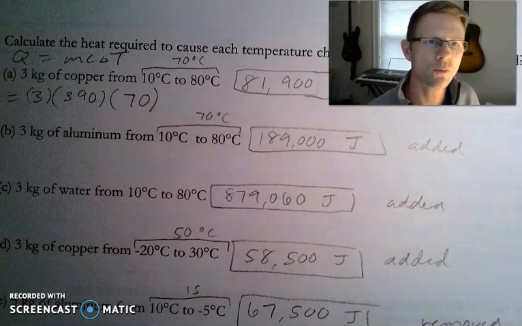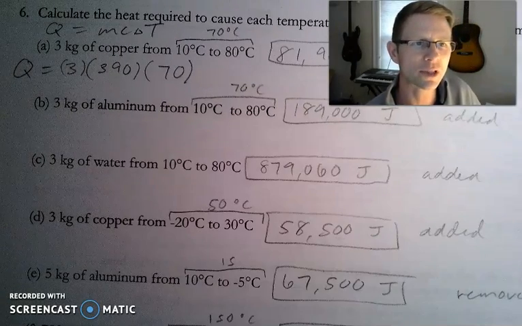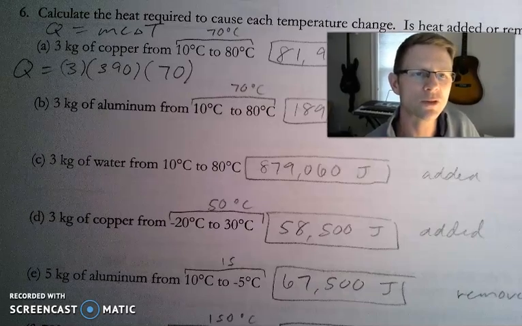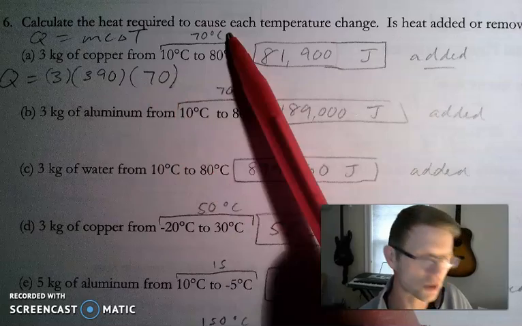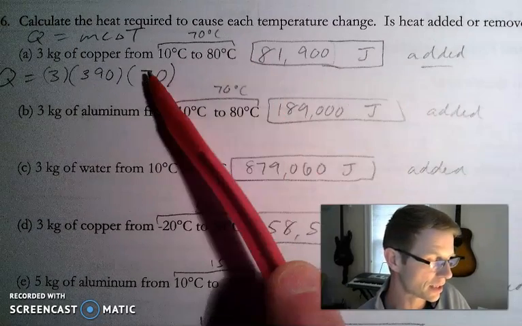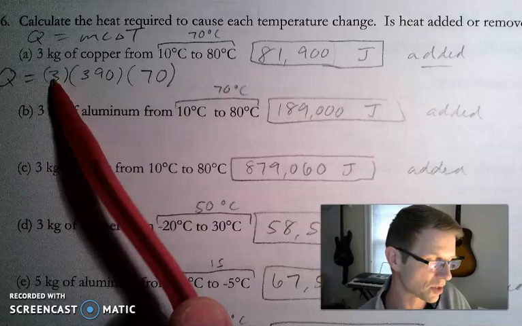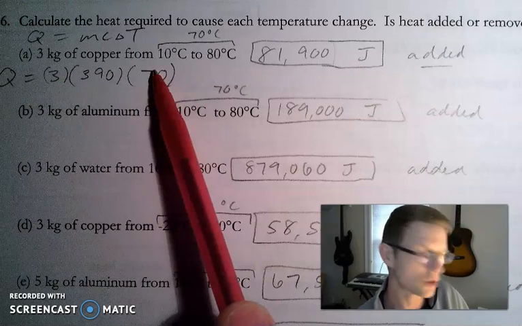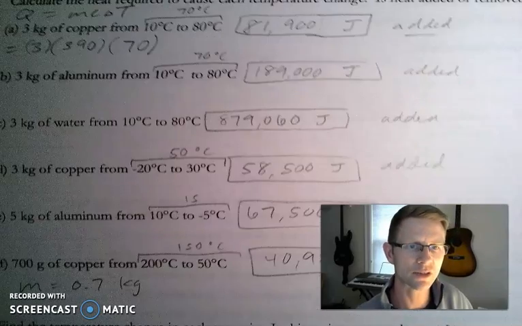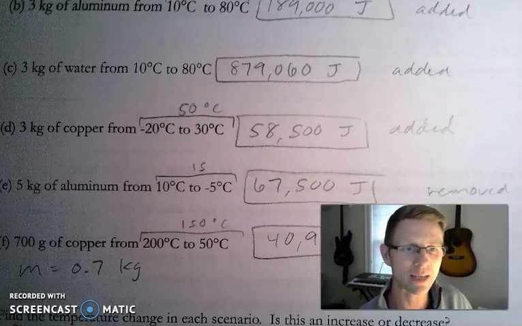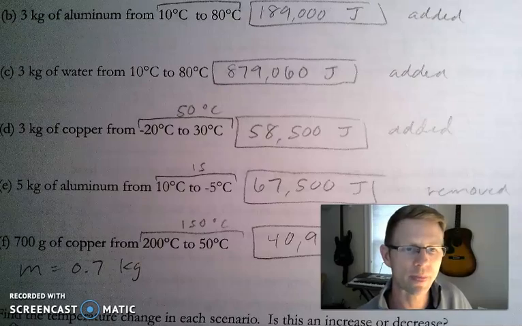Number 6, this is a straight up calculation. We're not having to do any algebra here. So the temperature change is 70 degrees Celsius, from 10 to 80. So we do the mass times the specific heat of copper times the temperature change. You get 81,900 joules added.